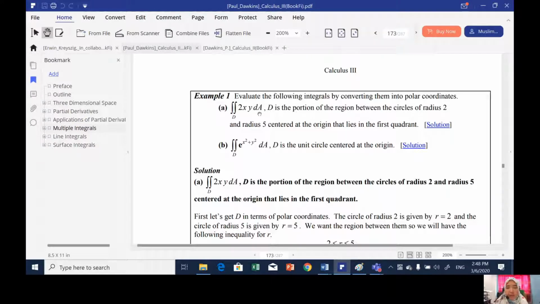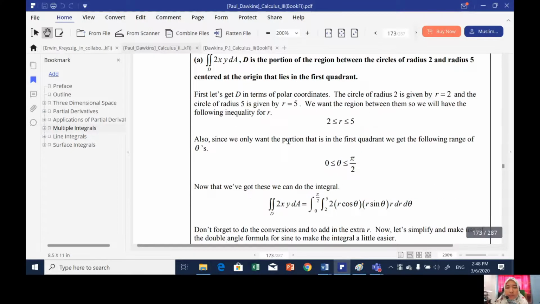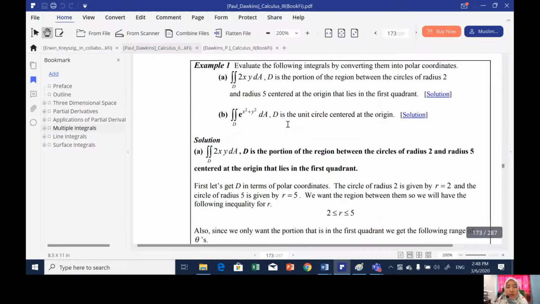So we'll see example 1, but here I'm going to explain example 1A and B. For example question 1A, evaluate the integrals by converting them into polar coordinates. So this is a double integral, D refers to the region D, 2xy is the function in terms of x, y, and dA refers to dy dx or dx dy. So we have to decide according to the problem given here.